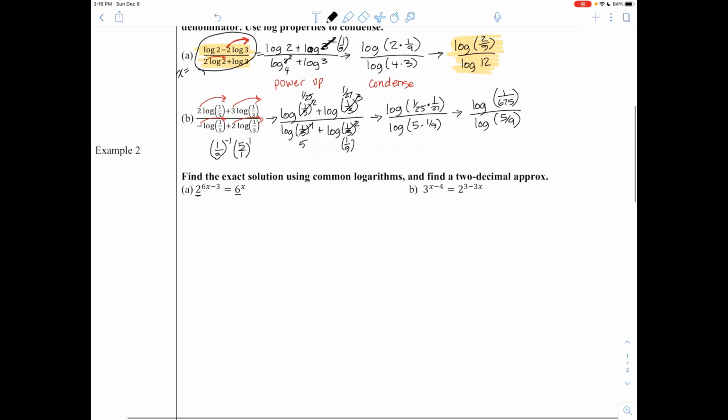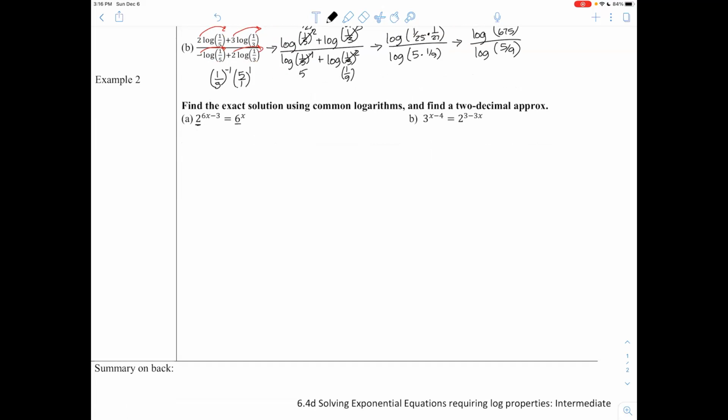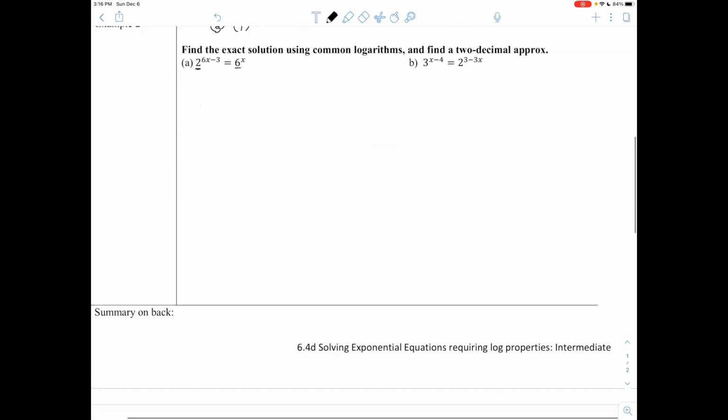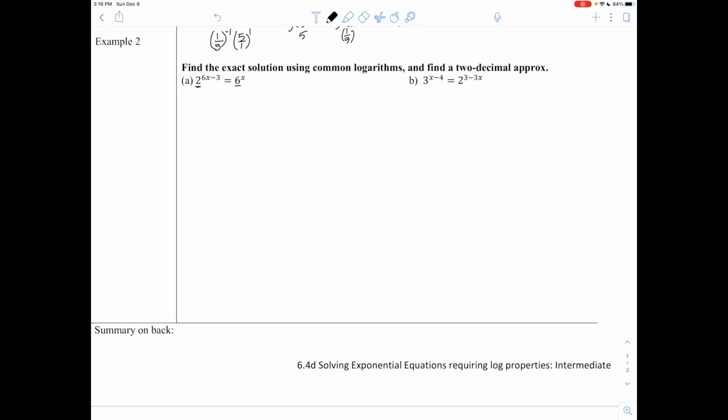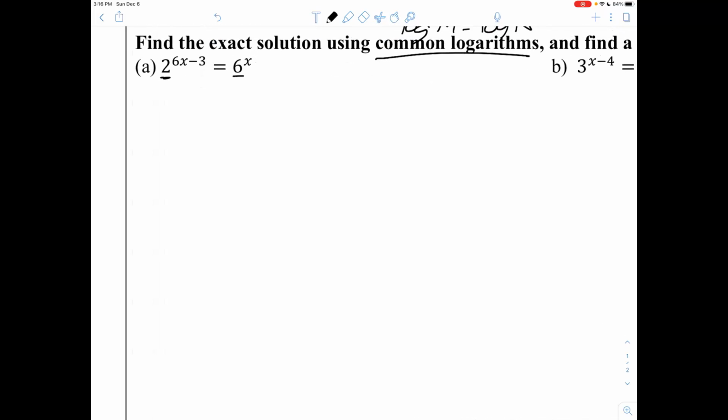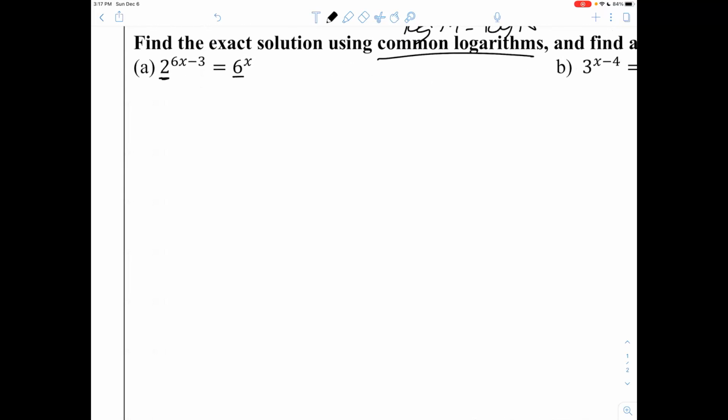Okay, so I'm going to assume you pressed pause and you did what you needed to do, or you were ready to move on. So example 2 says find the exact solution using common logarithms. Okay, so you have to use the log of m equals the log of n. You're going to have to use common log. Find 2 decimal approximations. Okay, so here we have 2 to the 6x minus 3 equals 6 to the x power. So I can't make 6 into a base 2, so I'm going to have to convert these to logarithms so that I can change them and solve them.